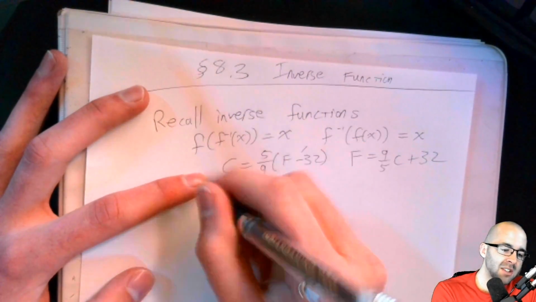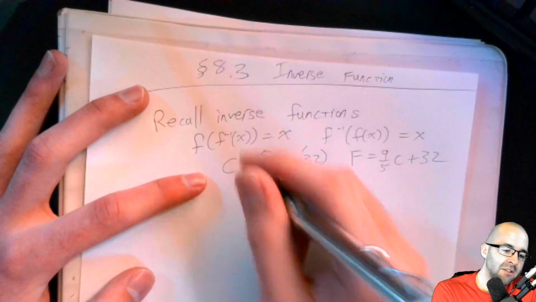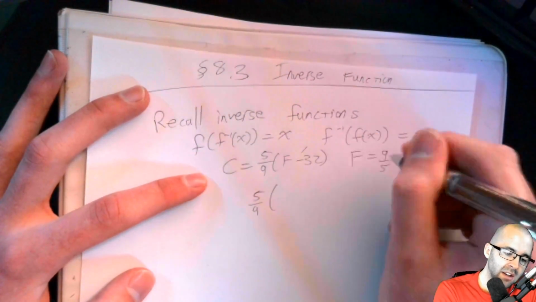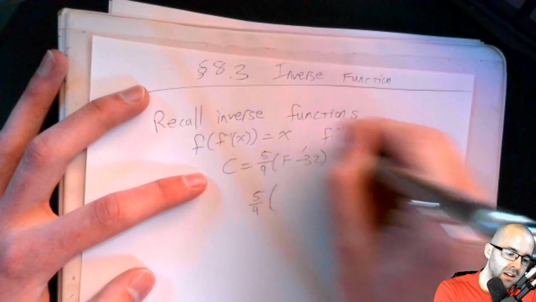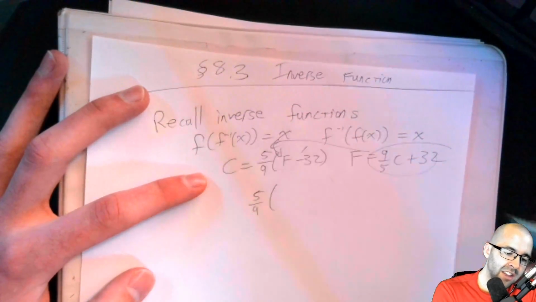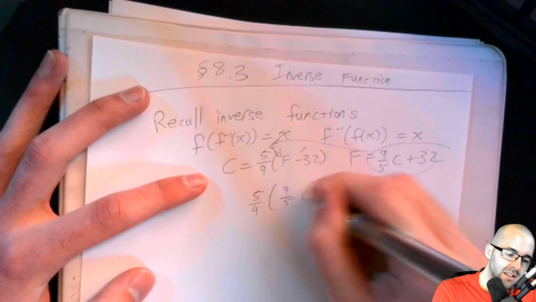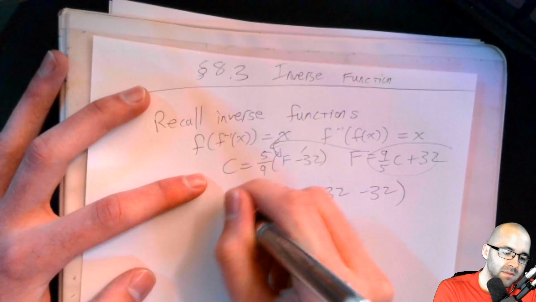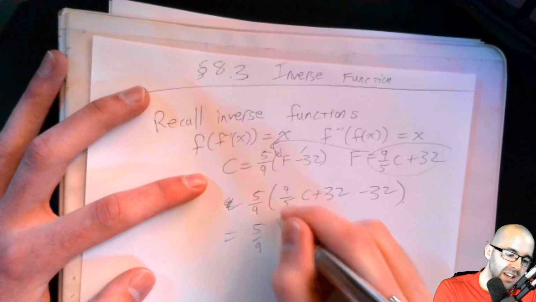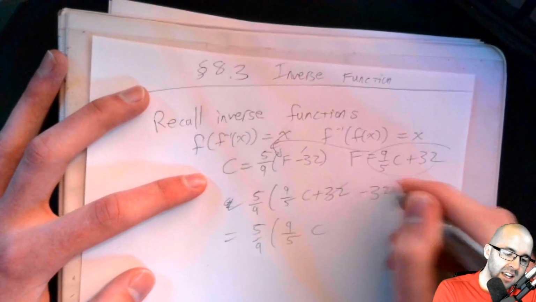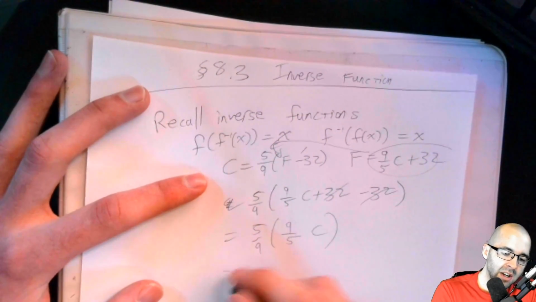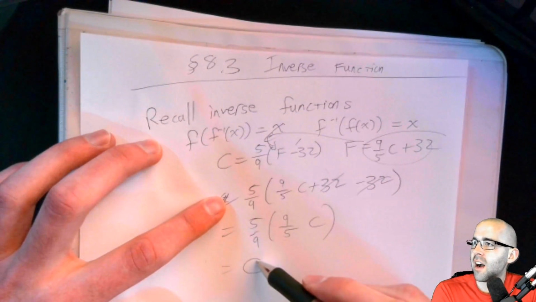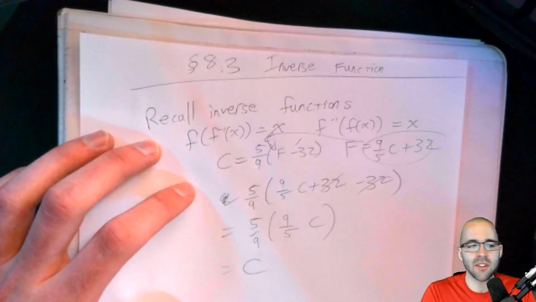So if we did the function composition, we did f of f inverse, essentially. We'd have 5/9, plug in F. If we plug this whole thing in, for that we get 9/5 C plus 32, and we still have that minus 32. And if we simplify this, what do we get? We get 5/9 of 9/5 C. These cancel to 1. So see how we compose these two functions together? We just get the variable out. Okay, so that's one example of an inverse function.